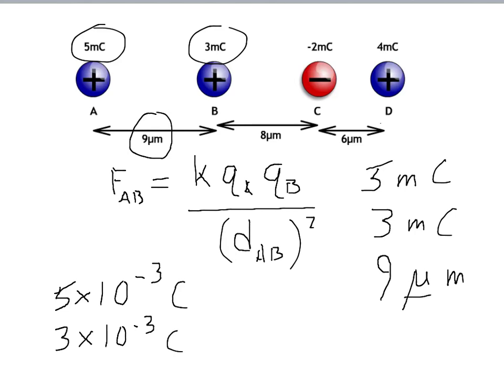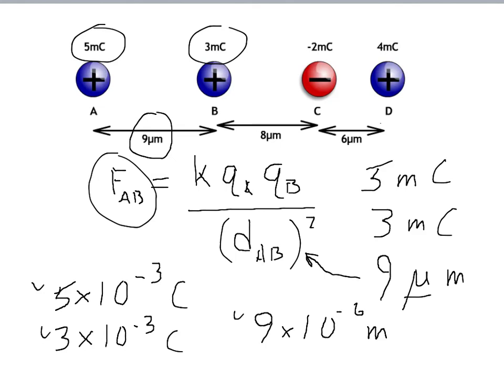If you look at micro, you might remember that micro means a millionth, so the distance that I'm going to put in here is not 9, but 9 times 10 to the minus 6th meters, and that's what a micrometer means. So if I put these values in and make a calculation, I should be able to find what F_AB is. I want you to make that calculation and come up with a force. Find out what is the force between positive A and positive B if A is 5 millicoulombs, B is 3 millicoulombs, and the distance between them is 9 micrometers.